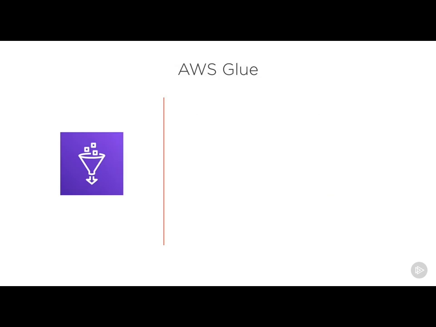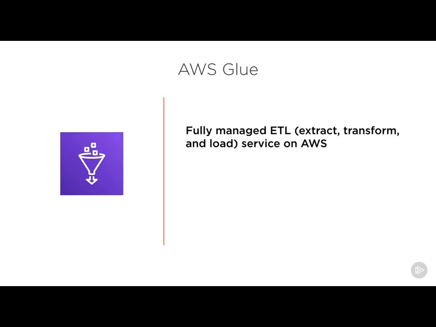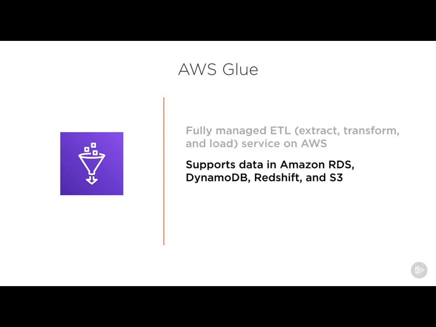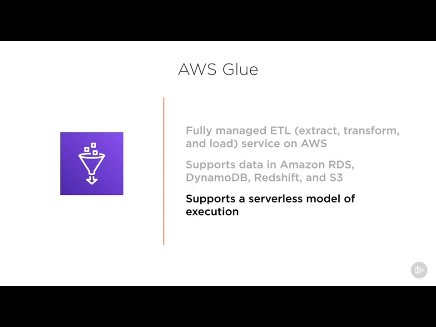First of all, we have AWS Glue. And as mentioned, it is a fully managed ETL service on AWS. It also supports Amazon RDS, DynamoDB, Redshift, and S3. So if you're looking for the AWS services that it integrates with, those are the ones that you can look at. Now, it supports a serverless model of execution. That means you don't need to spin up specific servers or specific instances. You just use the service and it handles the management of the infrastructure for you.